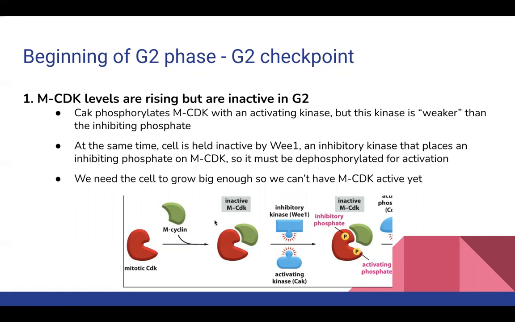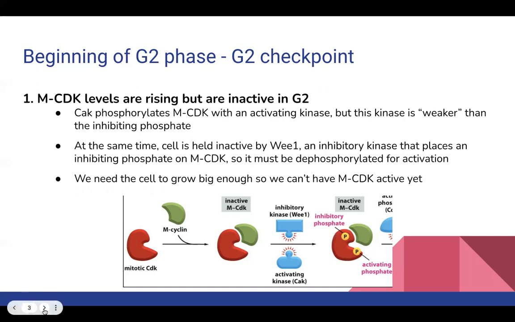So at the same time as CAK, WEE1 is the inhibitory kinase that's going to be adding that phosphate onto MCDK. So we've got that one and that one stronger. So right now it's inactive and it needs to be dephosphorylated for this whole thing to become active. So the reasons why we have it inactive right now is, like I said, cell's going to have to grow big enough, make sure there's no damage to be able to continue through everything. So MCDK can't be active quite yet.